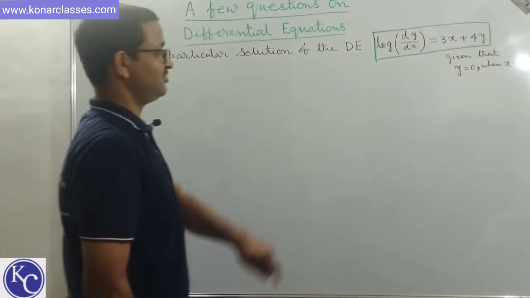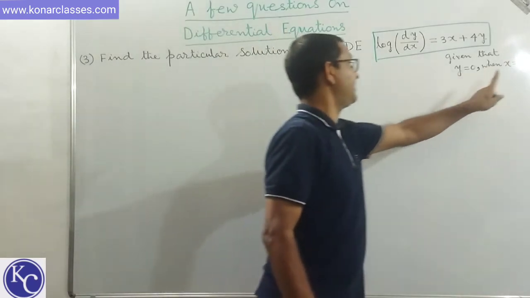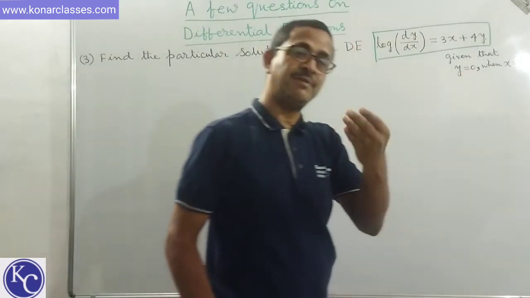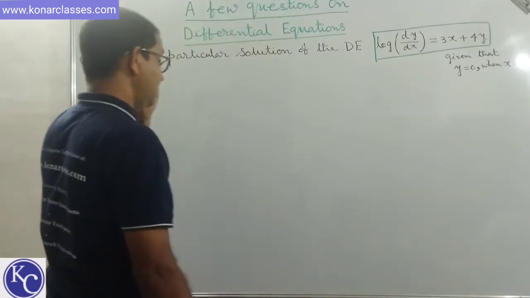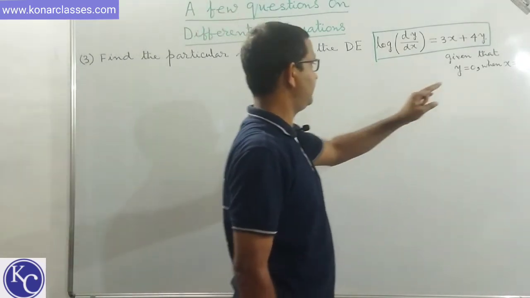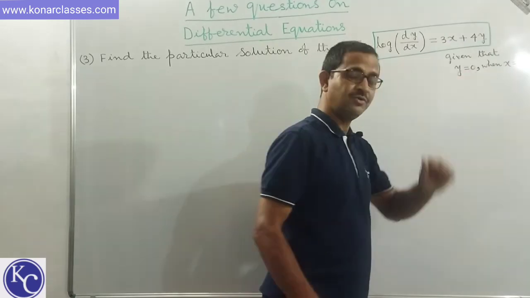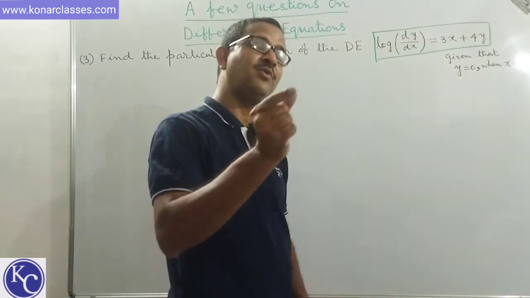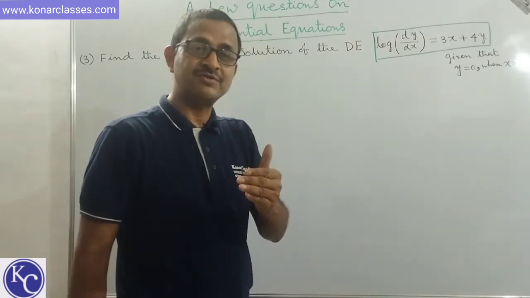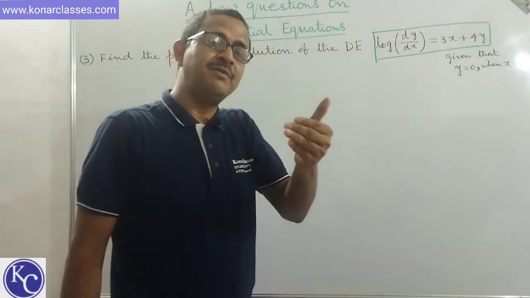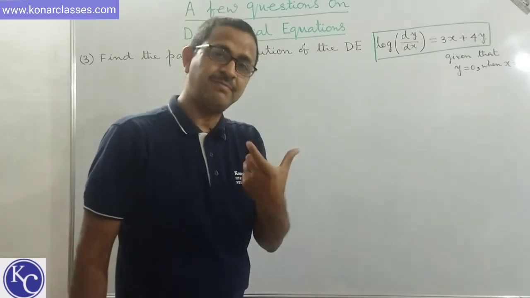Now on that general solution, if we apply x equal to 0, y equal to 0, we will get a particular solution. The general solution will contain the arbitrary constant, and once we apply the values x equal to 0 and y equal to 0 in the general solution, we will get the value of the arbitrary constant. We will apply that value of the arbitrary constant in the general solution, and we will get the particular solution.